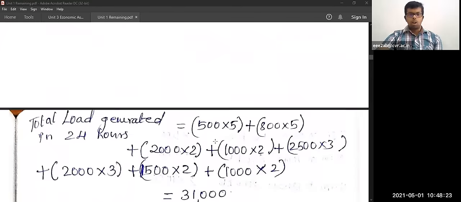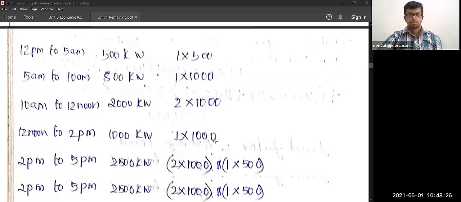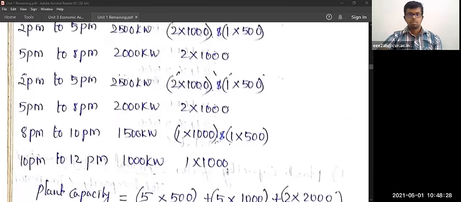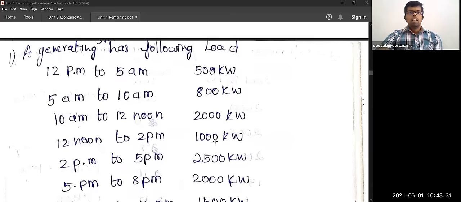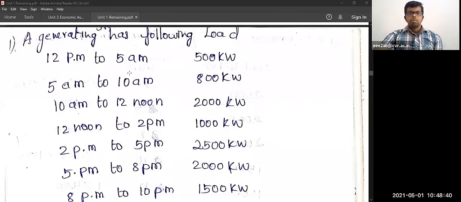Next, coming to the problem. A generating station has the following load. From 12 midnight to 5 a.m. is 500 kilowatt. Next, 5 a.m. to 10 a.m. is 800 kilowatt.